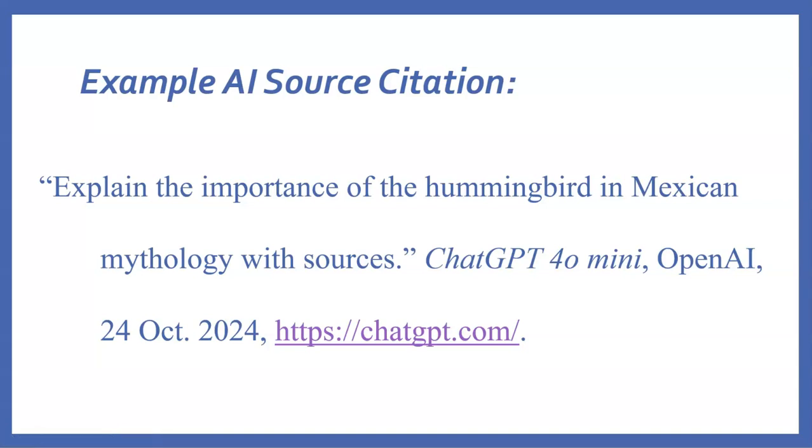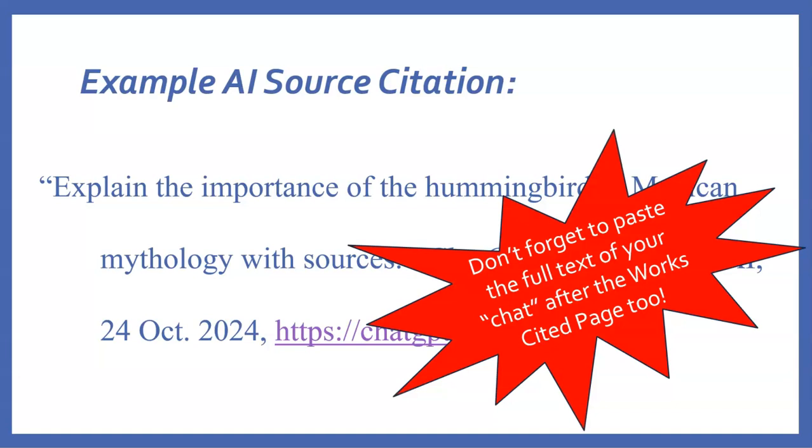Here's an example using our prompt. Explain the importance of the hummingbird in Mexican mythology with sources, in quotation marks, so there's our prompt. Then we have ChatGPT 4.0 Mini, that's the name of the version of the tool we used, followed by OpenAI, which created the tool, and then the day that we put the prompt in and had the chat, followed by the link to ChatGPT. Now, don't forget that after here, we're going to have to paste in the full text of the chat for the reader.